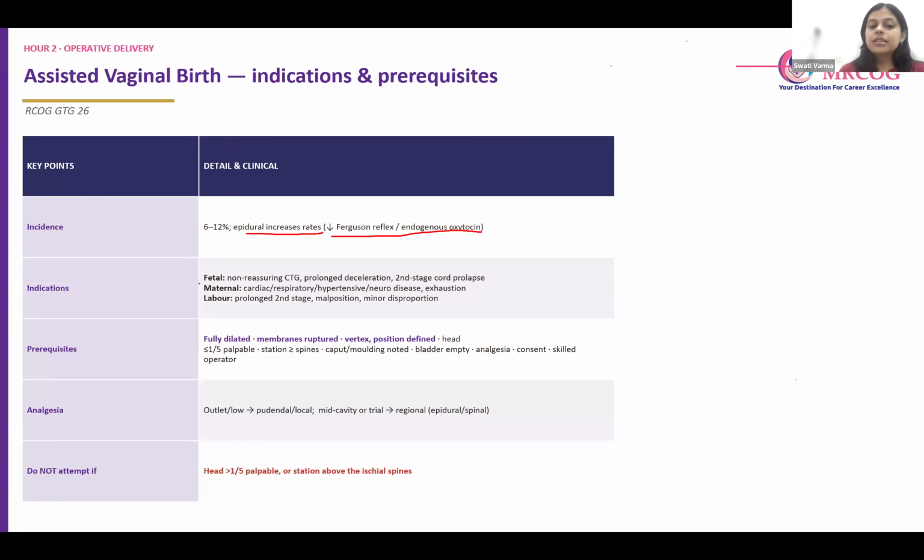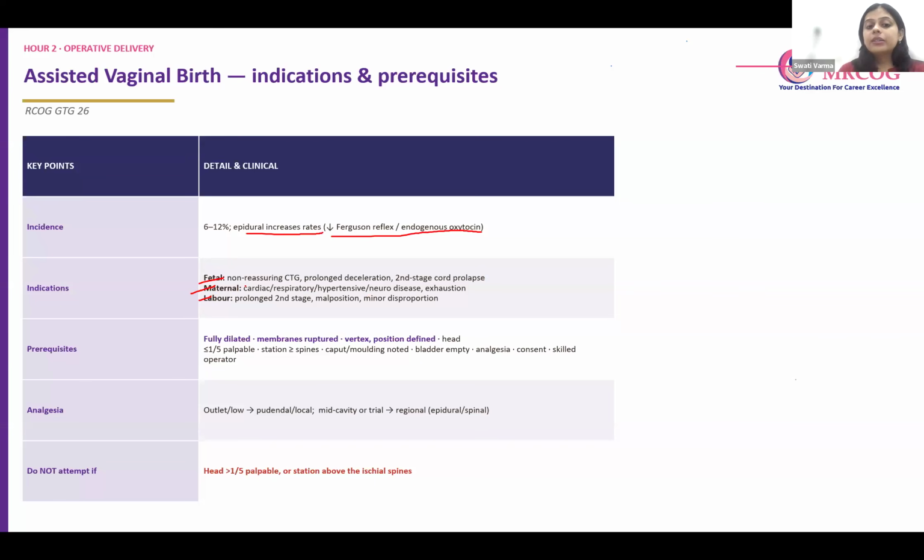Main indications can be classified into fetal, maternal, and labor. In fetal, whenever CTG is non-reassuring: if CTG is suspicious or pathological, if there is prolonged deceleration, or if there is cord prolapse in the second stage of labor. So whenever you think that she is eligible for assisted vaginal birth in any of these situations, try to expedite the delivery through instrumental birth.